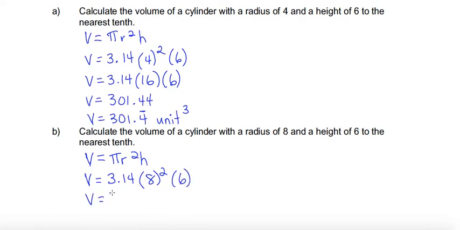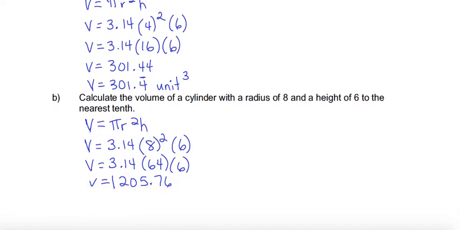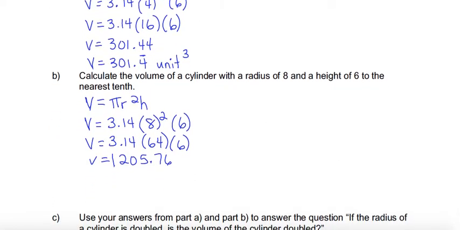Have to do my exponent first. So 3.14 times 64, 8 squared is 64, 8 times 8 times 6. And again, you can calculate this in one step using your calculator. 3.14 times 64 times 6. And that gives us an answer of 1,205.76 or 76 hundredths.